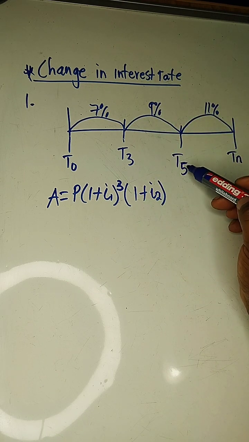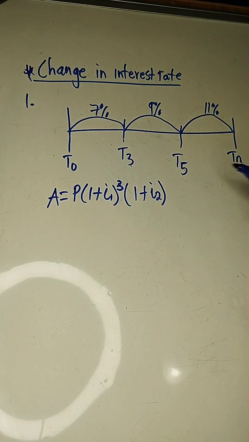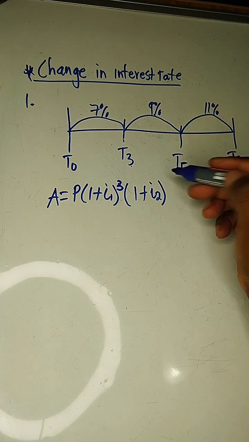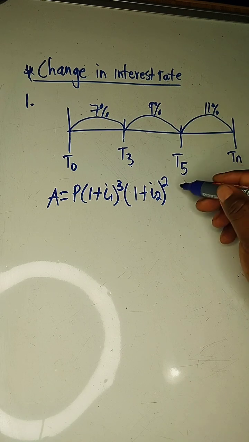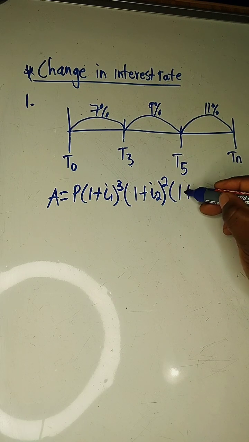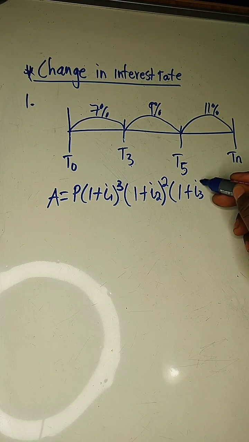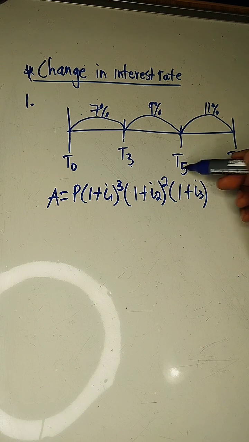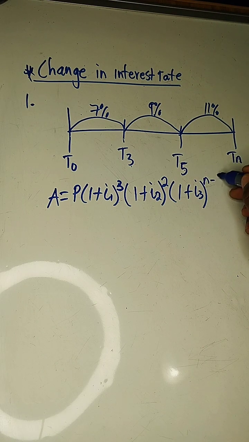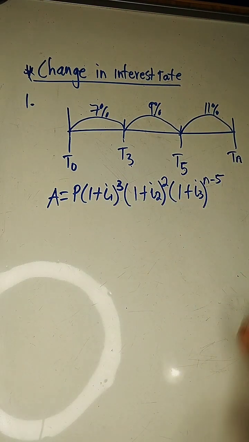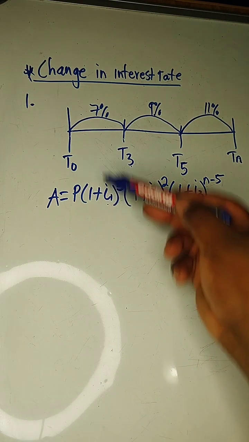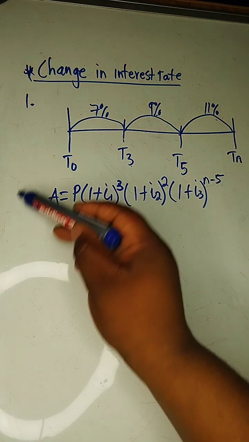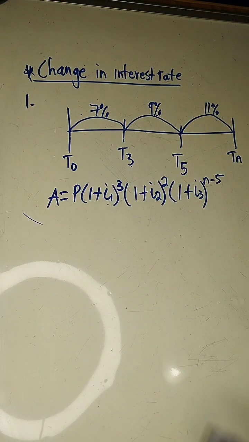So it's 5 minus 3, which will give us 2. Then it will be multiplied by 1 plus I3. So it will be this period, which is n minus 5. That's how we deal with it. The first I is that one, the second I is that one, the third I is that one. That is how we deal with change in interest rate.